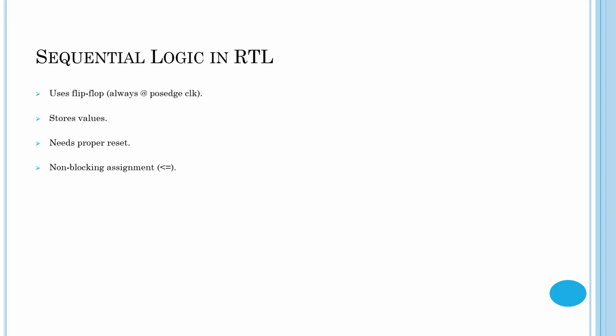Now, sequential logic is the second major part of RTL design, and unlike combinational logic, it has memory. That means the output depends not only on the current inputs but also on the past states of the system. In Verilog, sequential logic is typically described using an always @(posedge clk) block, which means the logic updates on every rising edge of the clock. This models real hardware behavior where data is captured into flip-flops synchronized with the clock.